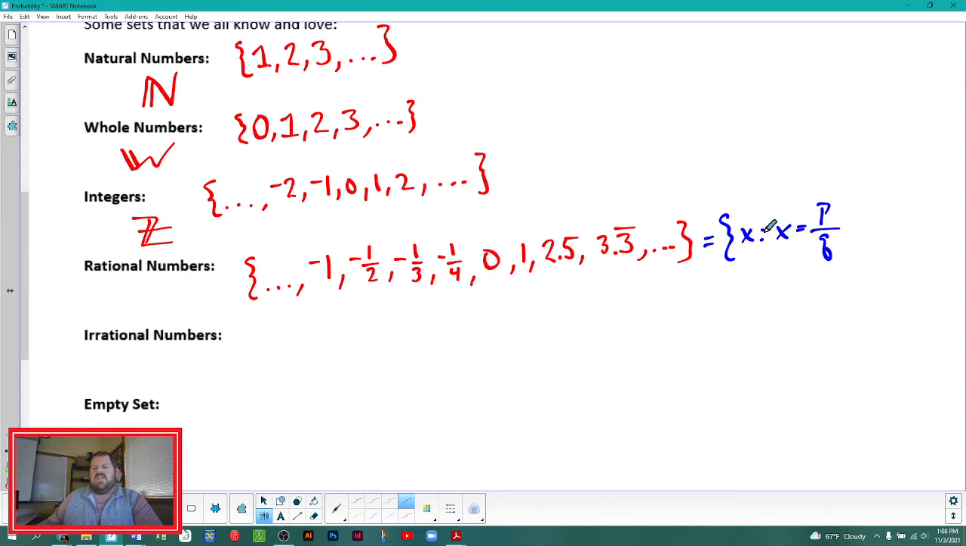So the set of all x such that x is equal to p over q, where p and q belong to the integers. And there's another requirement, and it's that q is not equal to 0. If I could have fit all that on one line, I would have, but I couldn't, so I didn't.